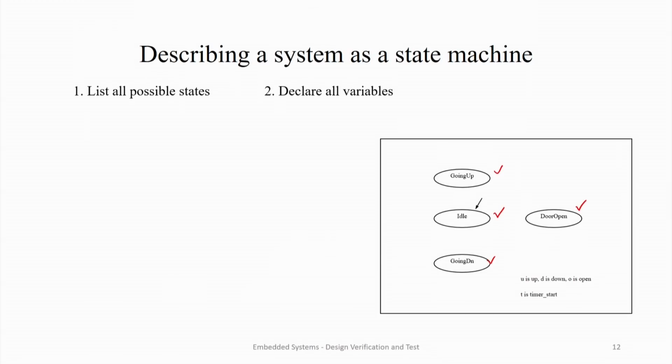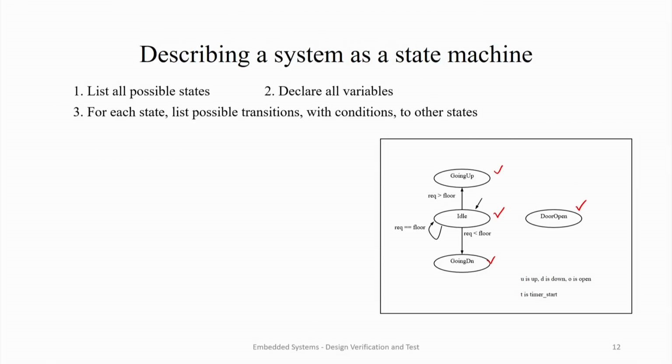We declare all variables. What are my variables? My variable here was the floor, and the others were inputs and outputs. For each state, we list all possible transitions with conditions to other states. For example, for the idle state, we have 3 transitions: one when request equals floor, request greater than floor, and request less than floor. These are the 3 transitions. So, for the idle state, we have listed possible transitions with conditions to the other states, or to the same state, when we have a self loop.